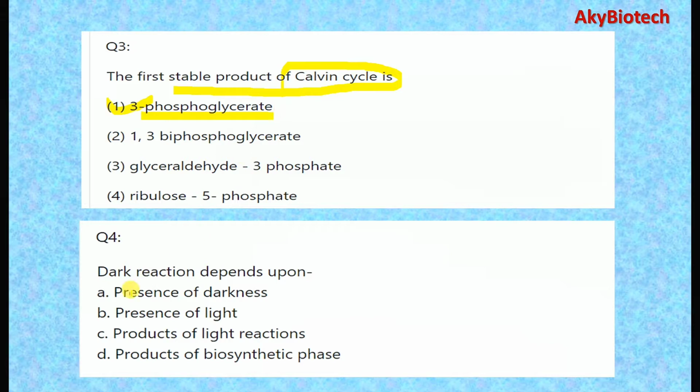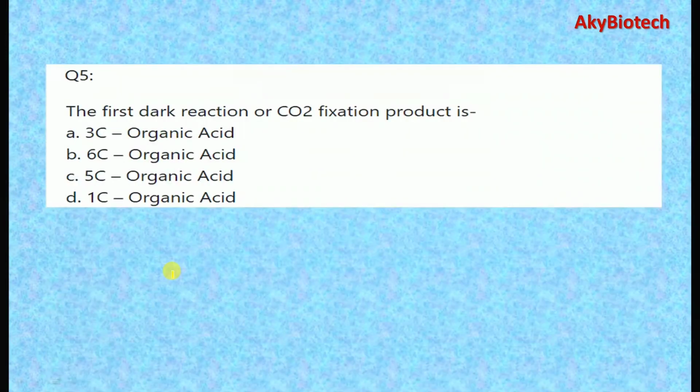Question number 4. Dark reaction depends upon the product of the light reactions. So that is the dark reaction. It depends upon the products of the light reaction.